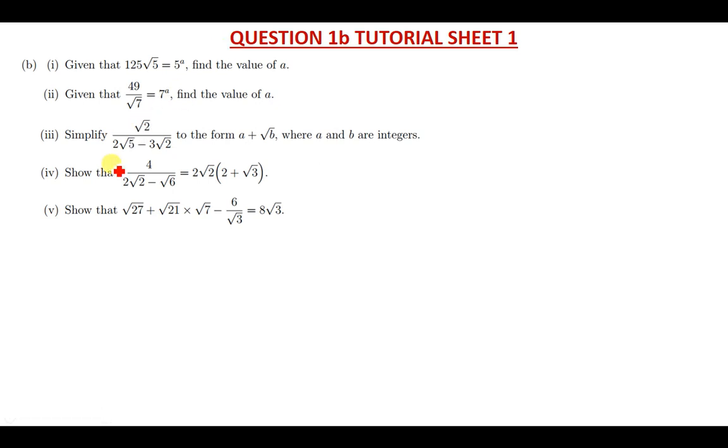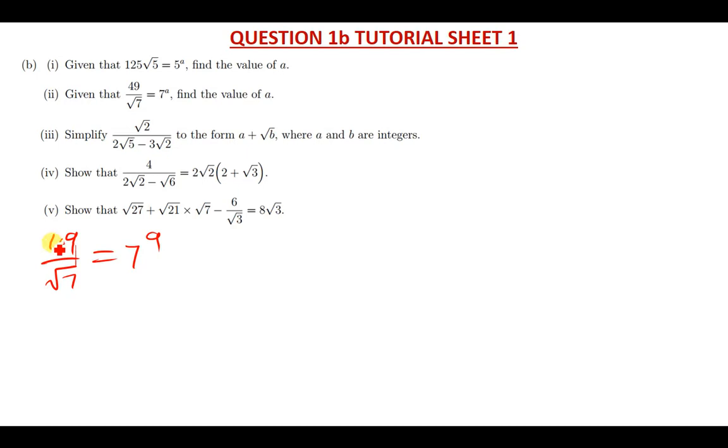The next question is 49 over the square root of 7 is equal to 7^a. Even this one is almost the same as the first one, except that this one is in terms of 7. So what you simply do is you express everything on this side as a base of 7. So how do we express that?